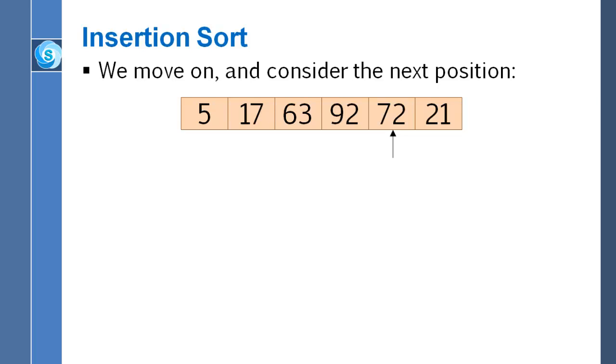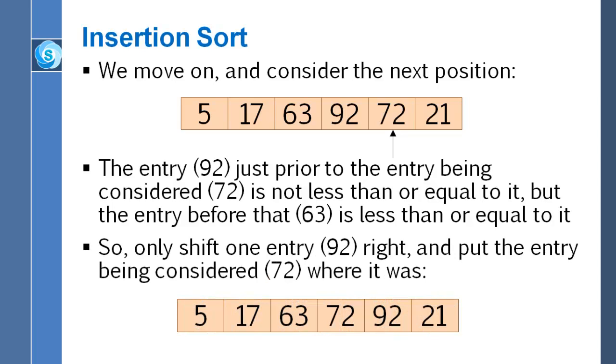But in order for the 72 to come after the 63, we're going to have to shift the 92 to the right to take the place of the 72. So the way it's going to work is, again, 72 gets copied to a separate variable. 92 gets shifted in place of 72. And then the contents of the separate variable get copied into the fourth position where 92 was. And voila, we now have the first 5 positions sorted.